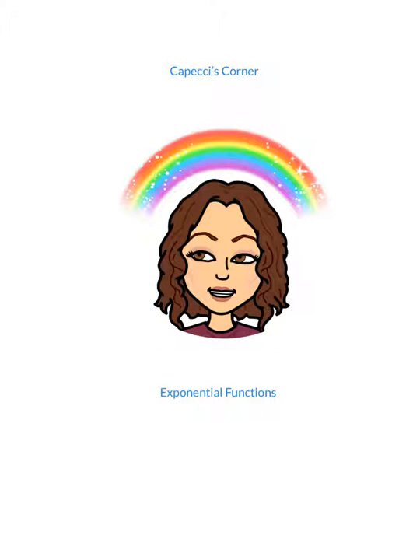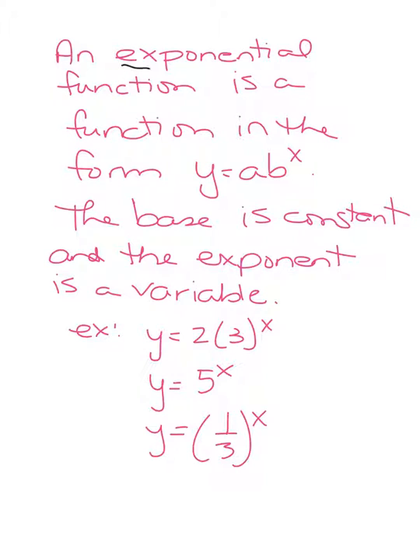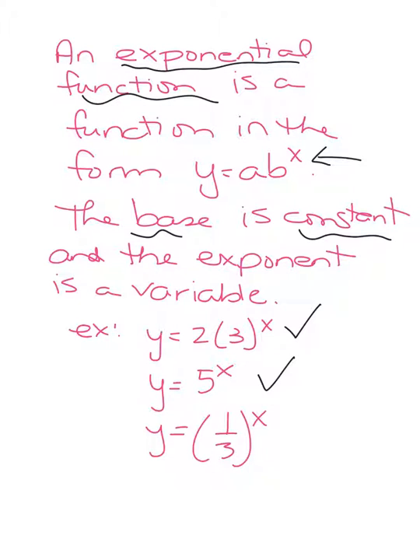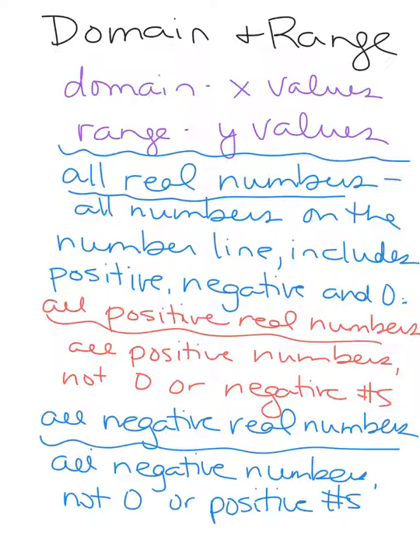Today on Capechi's Corner, we're going to look at exponential functions. An exponential function is a function in the form of y is equal to ab to the x power. The base is constant, so it's going to be a number, and the exponent is the variable. So for instance, we have y is equal to 2 times 3 to the x power, y is equal to 5 to the x power, and y is equal to 1/3 to the x power.